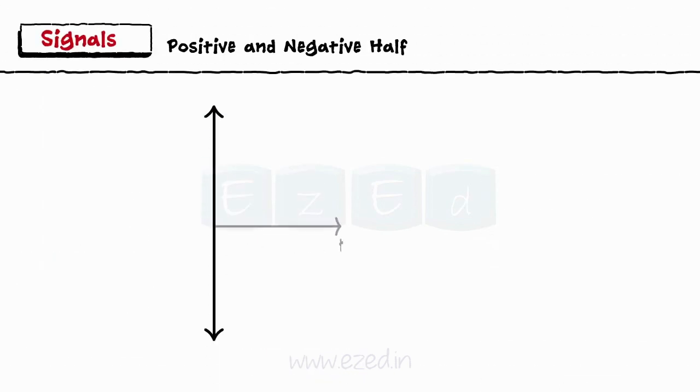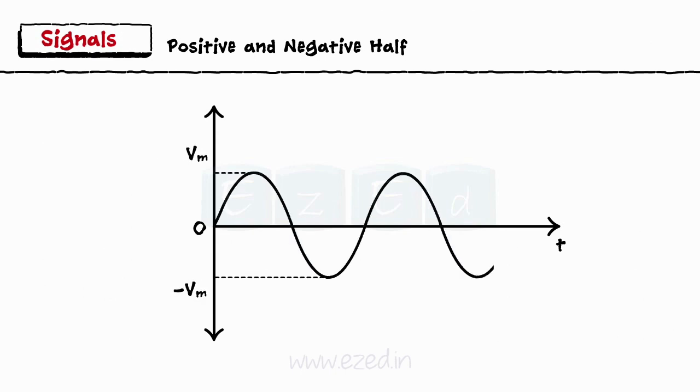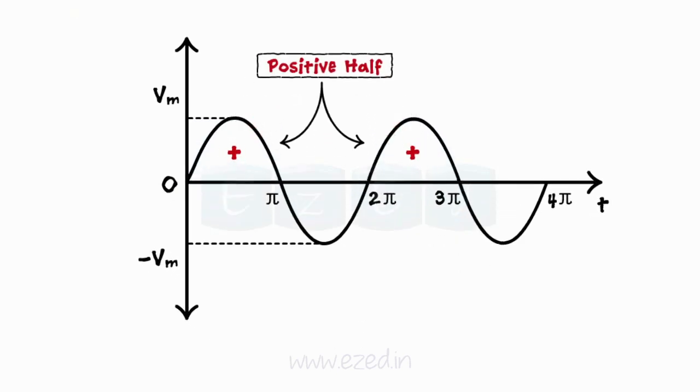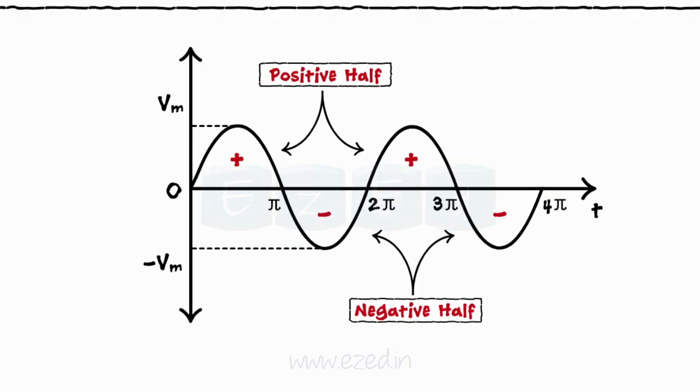Thus, the AC signal continuously changes its magnitude above and below zero levels. For every alternate period from 0 to pi, 2 pi to 3 pi and so on, we get the positive magnitude for the signal. This half is hence called the positive half. Similarly, for the duration from pi to 2 pi, 3 pi to 4 pi and so on, the AC signal gives the negative magnitude. This half is thus termed the negative half of the AC signal.